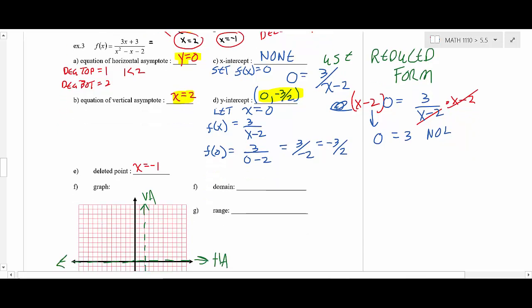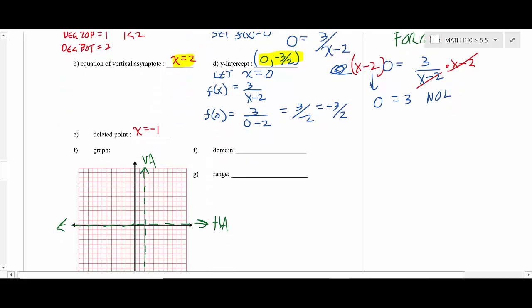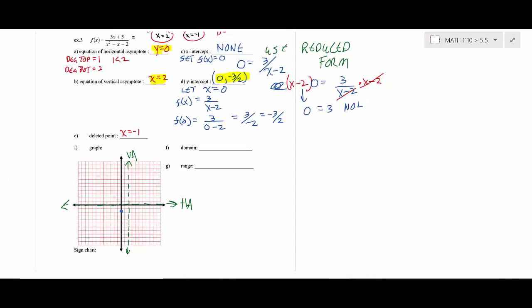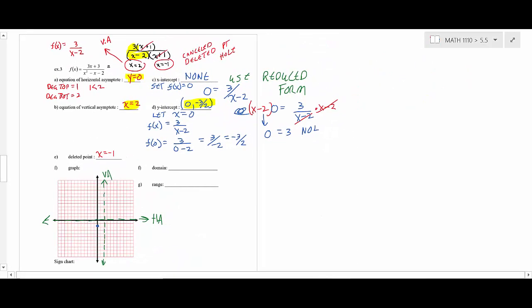So let's go to our graph. That's like negative 1.5, so just go down negative 1.5 and put a dot there. Okay, so we got an intercept, and that's all we got. We have 2 asymptotes and a y-intercept. Now we're ready to do the sign chart and put this thing together. Does everybody understand the deleted point and vertical asymptote part? That's what you've got to be aware of.